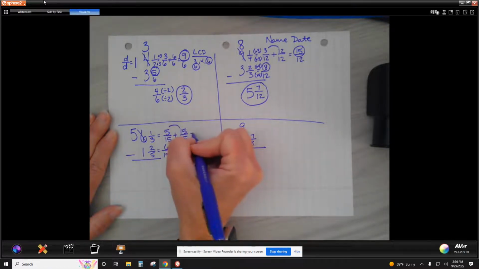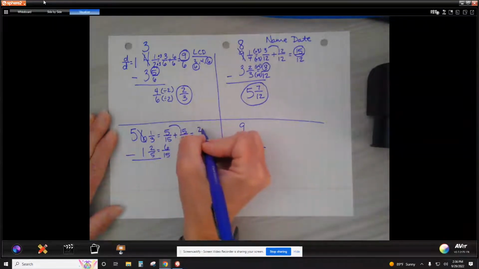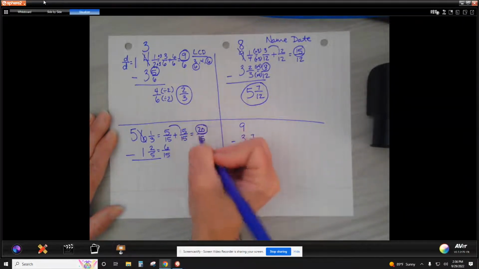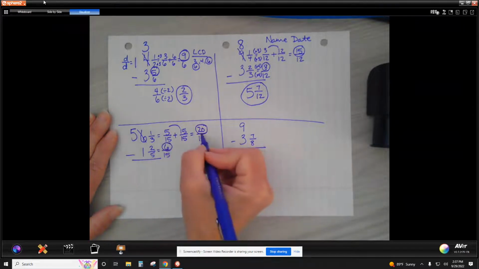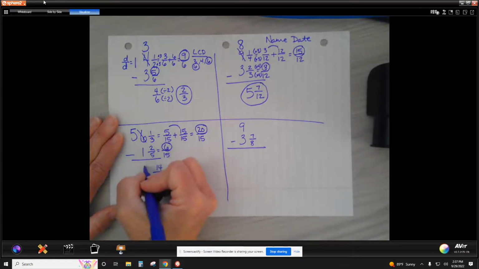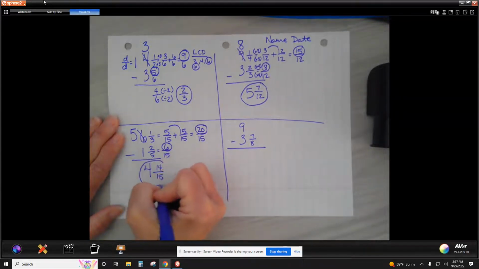15/15. I add these two together and I get 20/15. Now it's time to subtract. 20 minus 6 is 14/15. 5 minus 1 is 4. And I'm done.